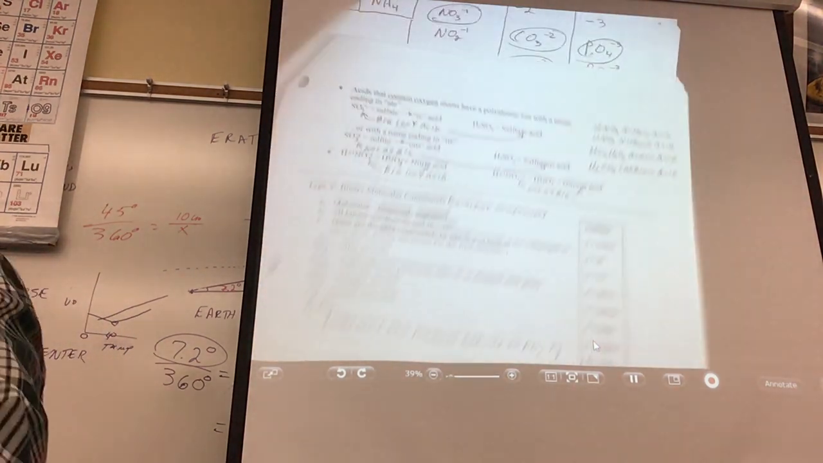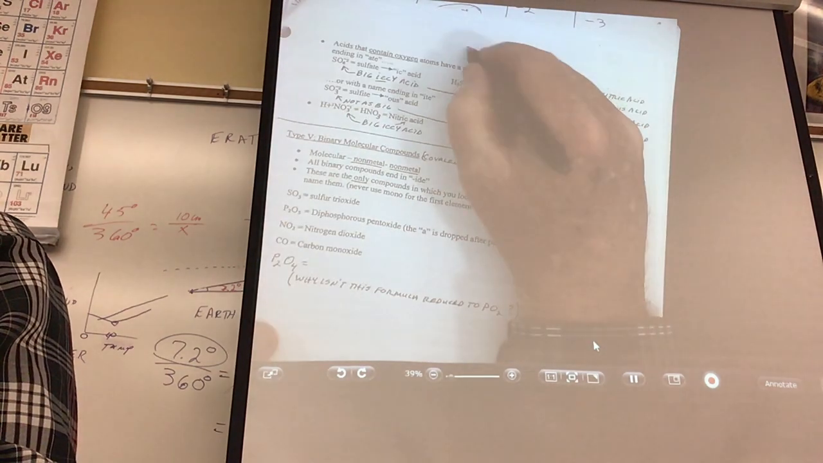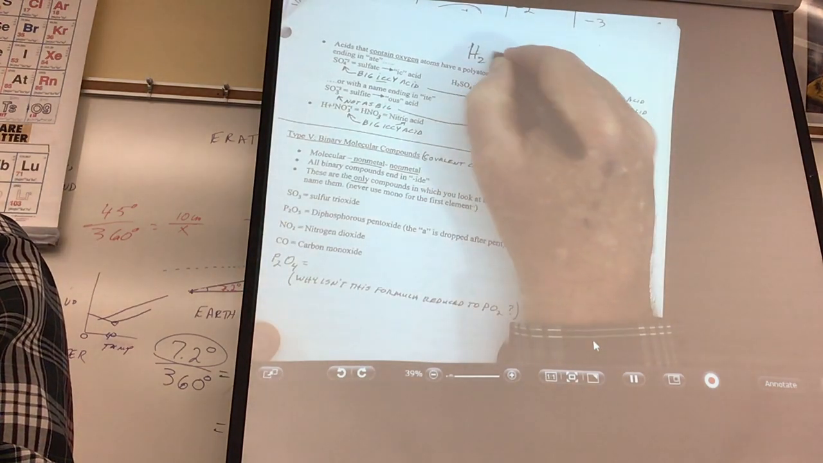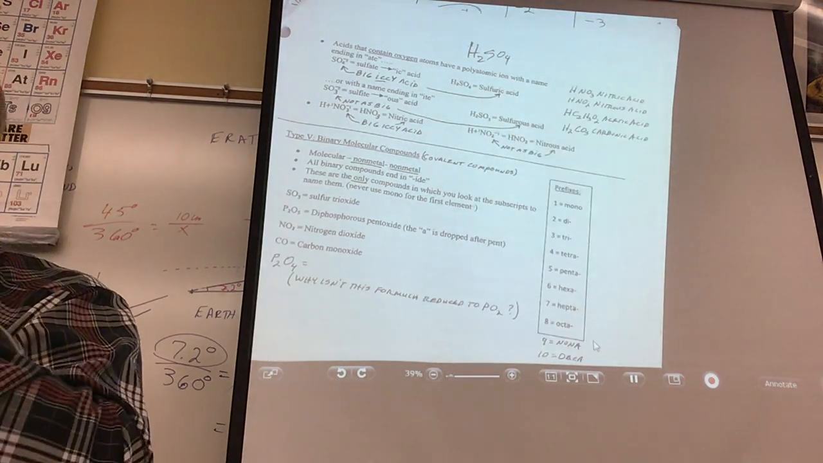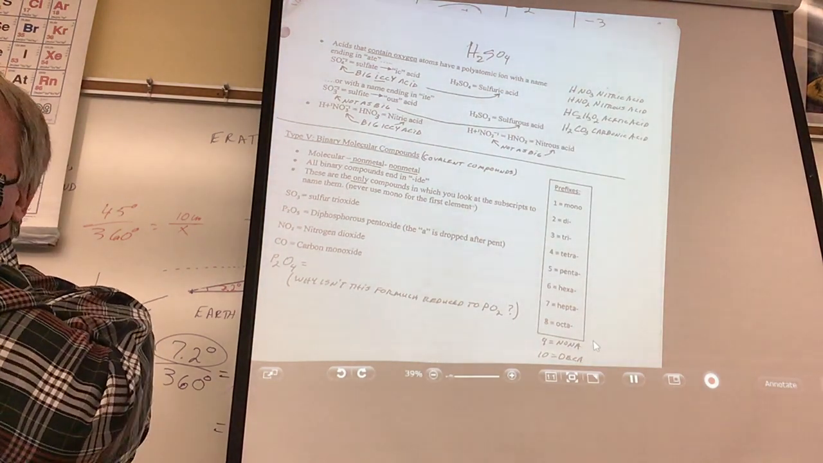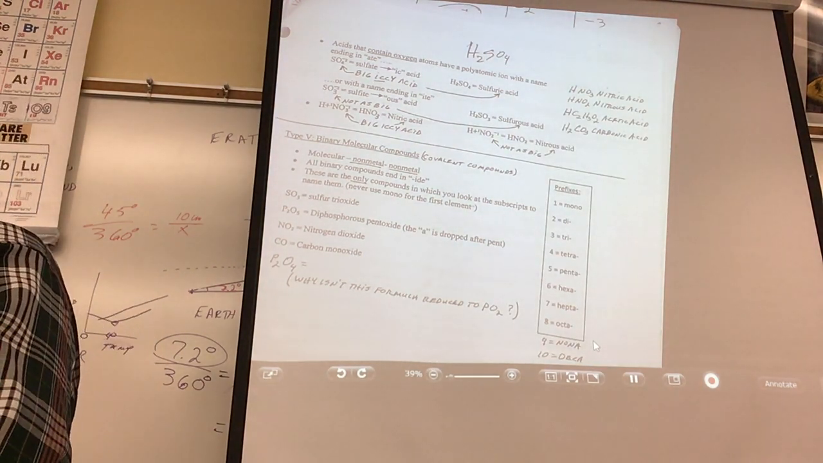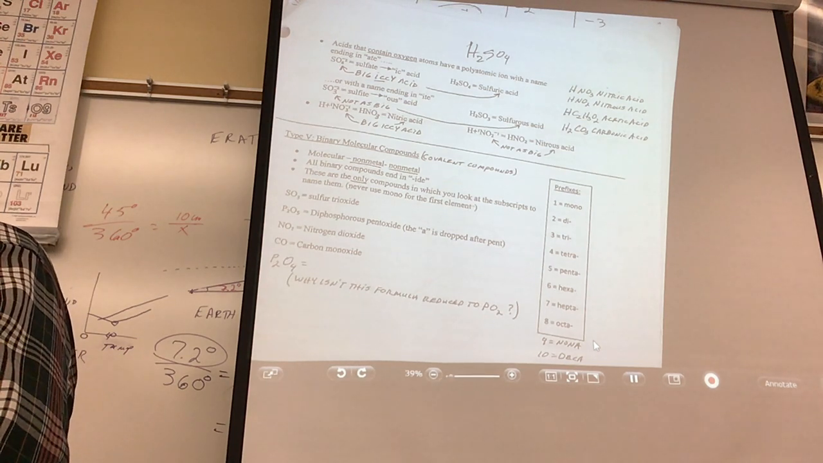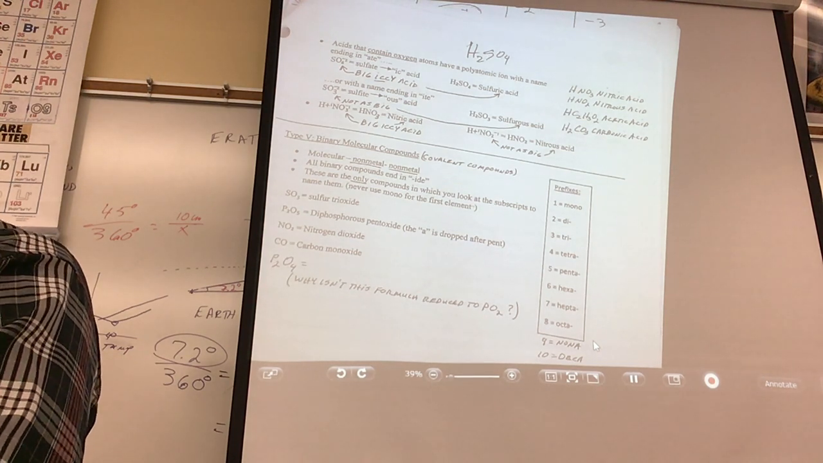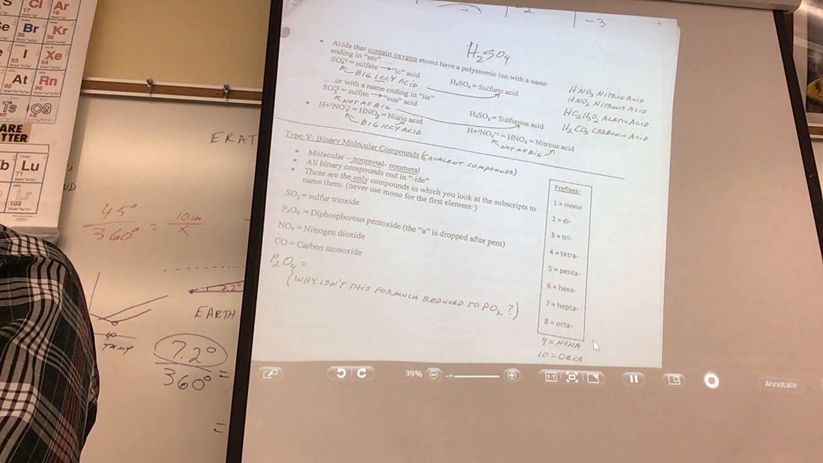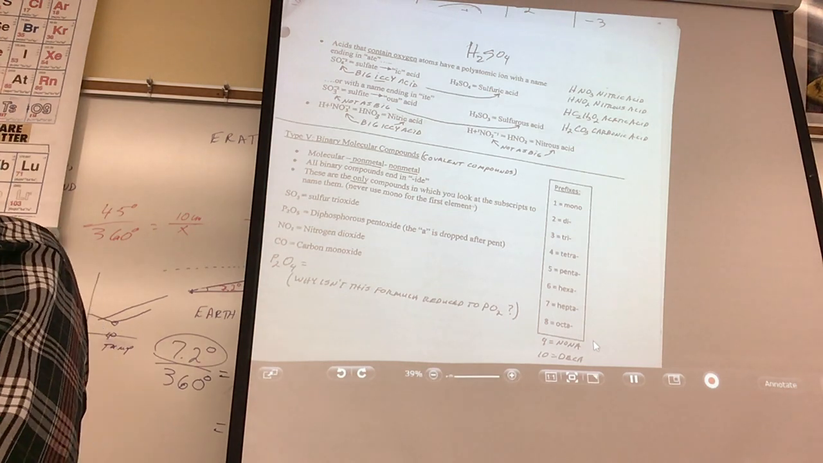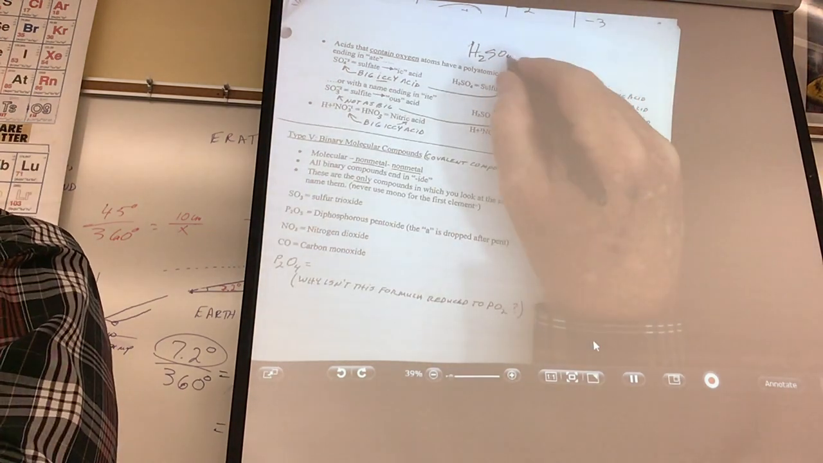All right, ready? H2SO4. Is that an acid? Yes. All right. Does it have oxygen? Yes. Okay. What's the polyatomic? Sulfate. So you must be what? Sulfuric. This is the second most famous acid in the world.